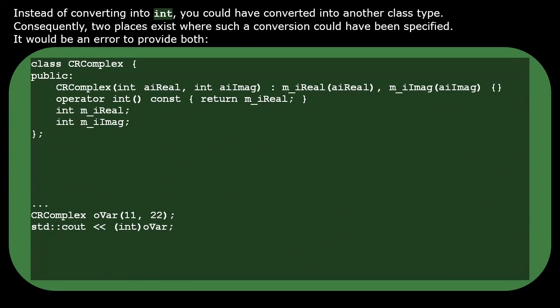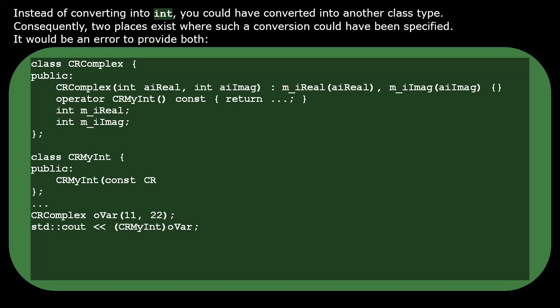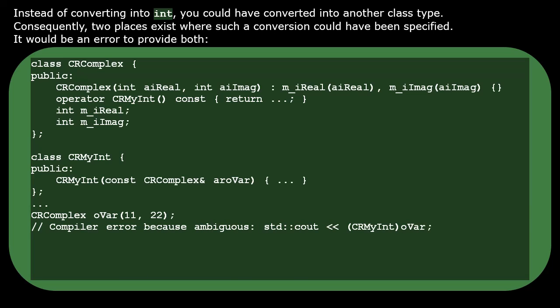Instead of converting into int, you could have converted into another class type. Consequently, two places exist where such a conversion could have been specified. It would be an error to provide both of these.